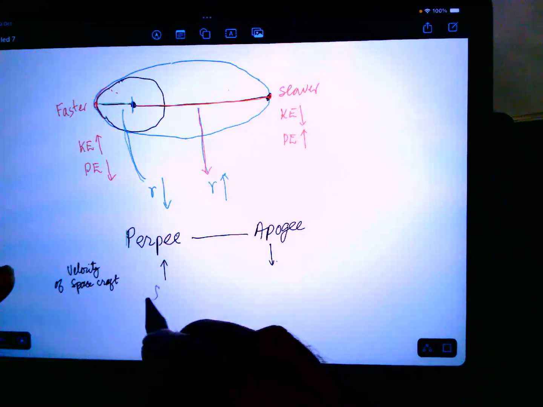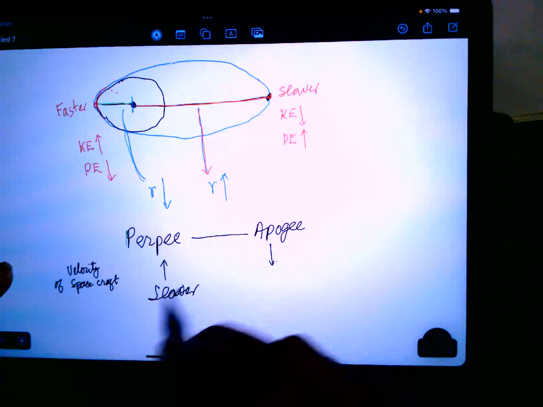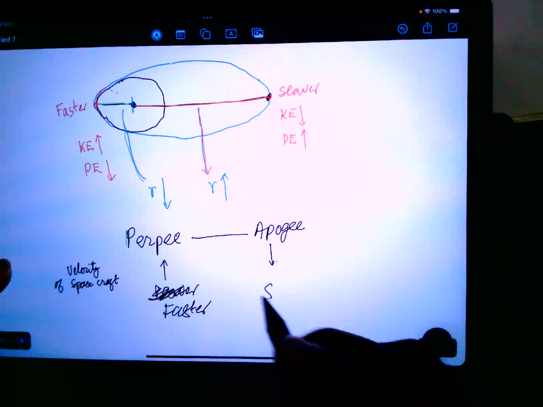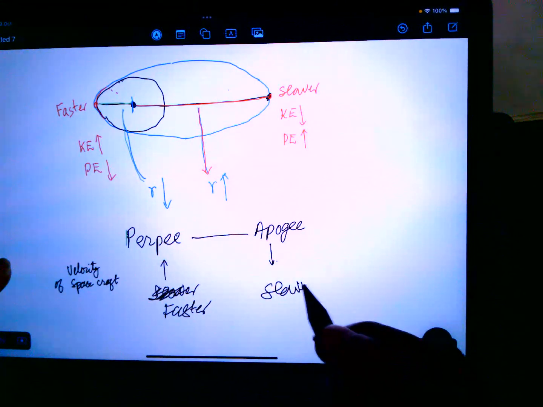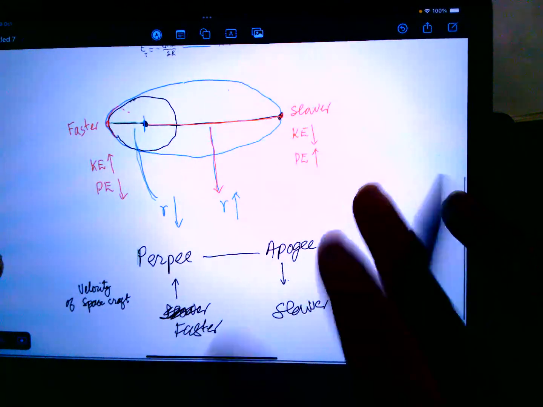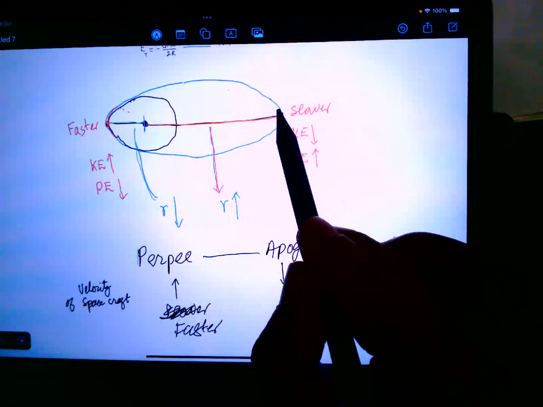So this is slower and this is faster, and this is slower. This is January and this is July.